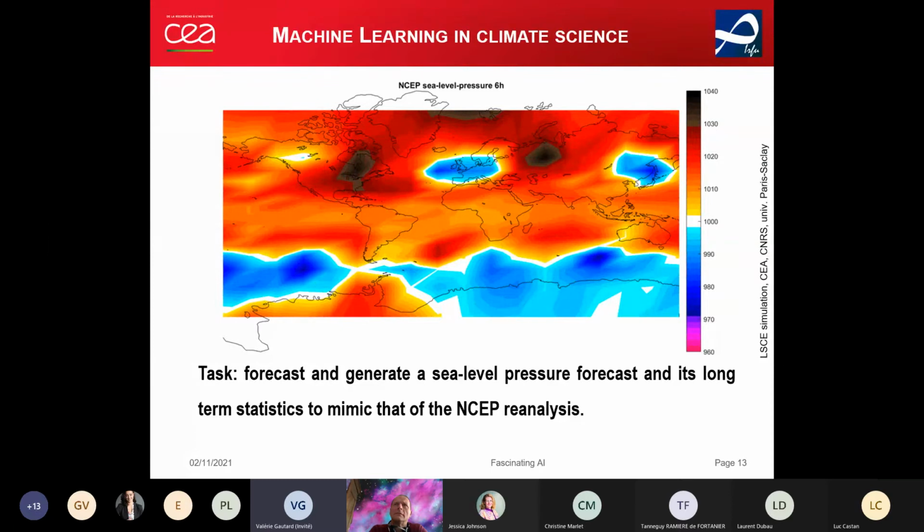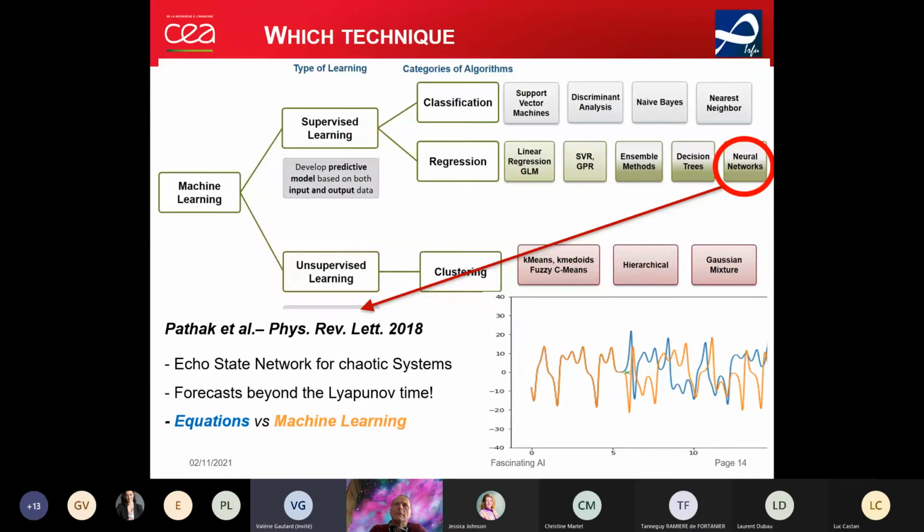Next slide, please. Next slide. In machine learning fields, there is plenty of method, as I told you, and so we must choose one. The one which is the most adapted to the problem we are studying is neural network. And thanks to Pathak's paper in 2018, which used this method.